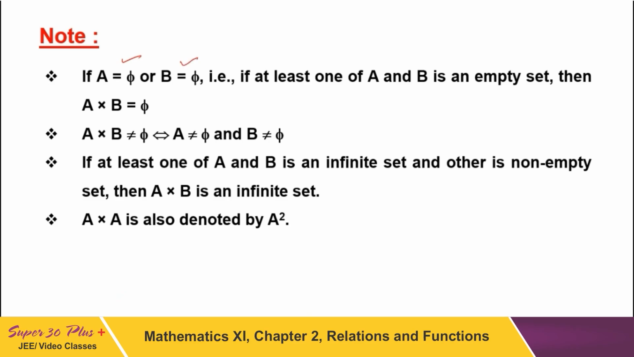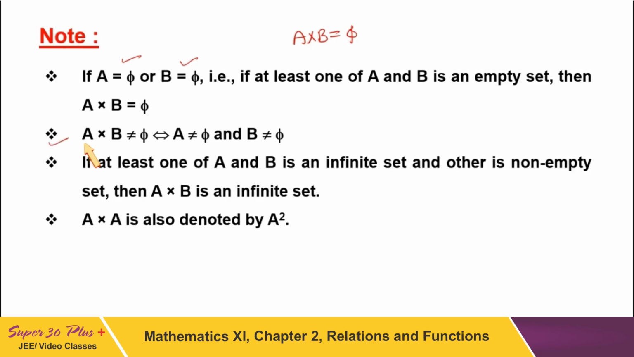Then the number of elements of A cross B will be 0, because in A cross B, first elements come from set A and second elements come from the set B. If any one of them has no element, then A cross B is empty. Got it? Now, A cross B is not equal to empty.